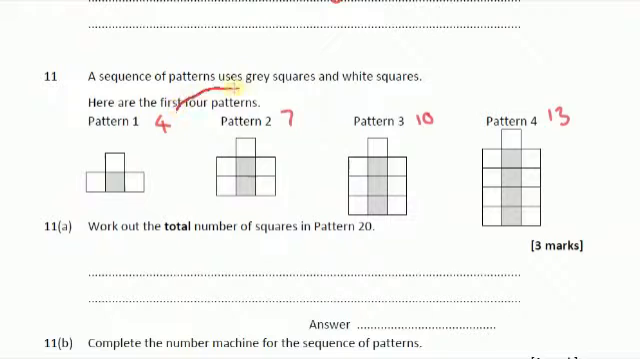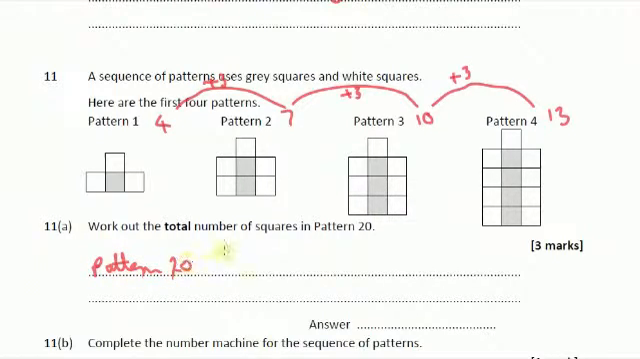What do we notice? Well, from there to there, and there to there, and there to there, we are adding 3 each time. 4 plus 3 is 7, 7 plus 3 is 10, 10 plus 3 is 13. So work out the total number of squares in pattern 20. And there's different ways of doing this, but I could say I'm starting with 4. I always start with 4. And then I have to add how many 3's to get to pattern number 20.